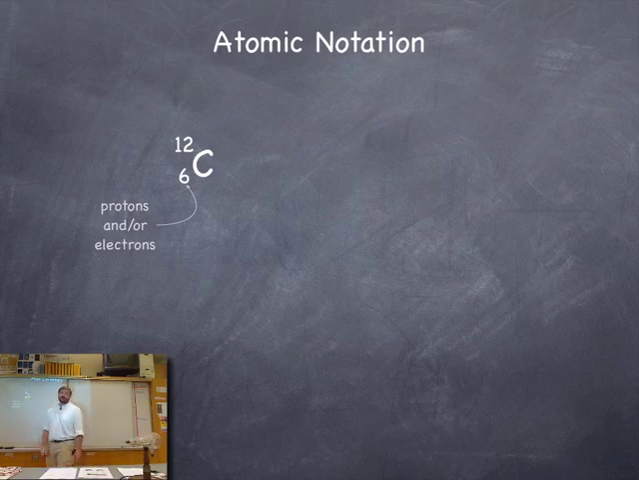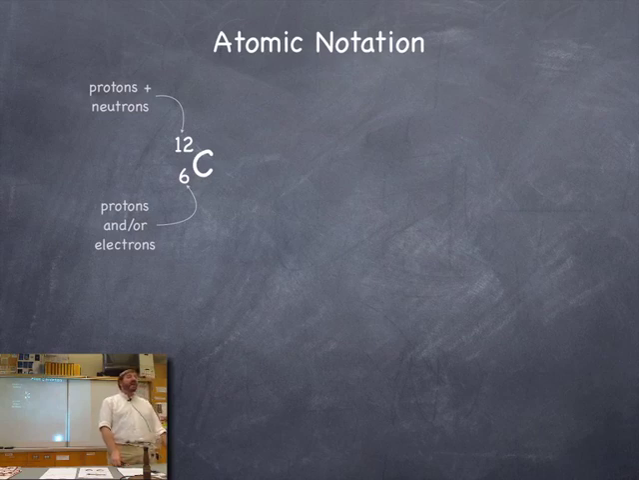Now, this top number, what we call the atomic mass number, is the sum of the protons plus the neutrons. So here, I know I have 6 protons. The sum is 12. How many neutrons do I have? 6. 6 plus 6 is 12. Okay? And it's as simple as that for figuring out how many protons or neutrons there are.